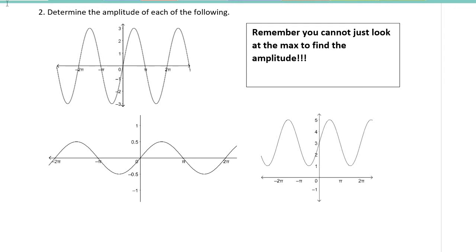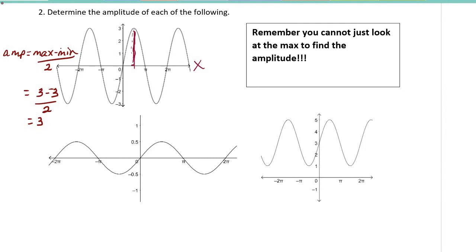On problem number 2, we're asked to determine the amplitude of each graph. Now the first graph, it is centered around the x-axis. The x-axis is a line of symmetry. The maximum is 3, the minimum is -3. So I can just look at this maximum and tell what my amplitude is, that it's going to be 3. This distance from the top of that mountain down to the midline, or the x-axis, is 3. So my amplitude is 3.